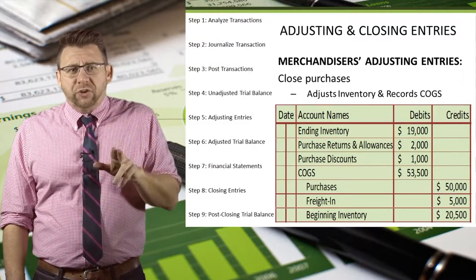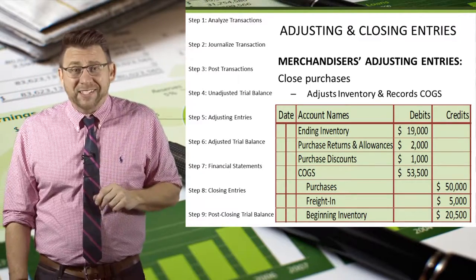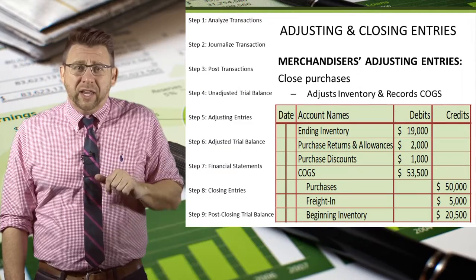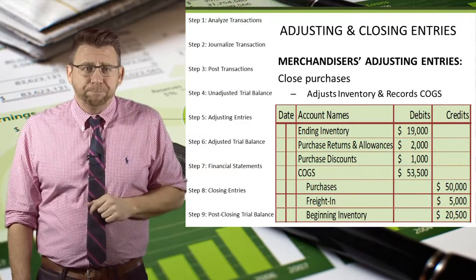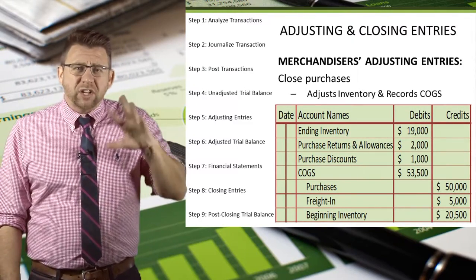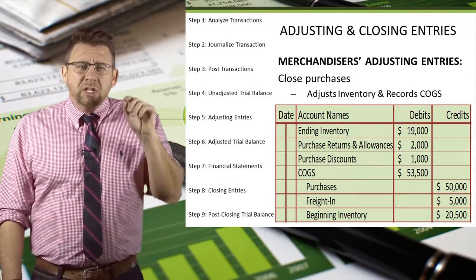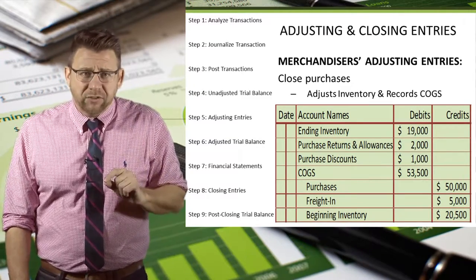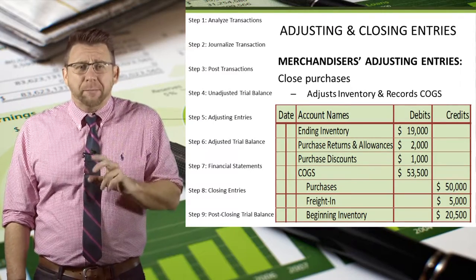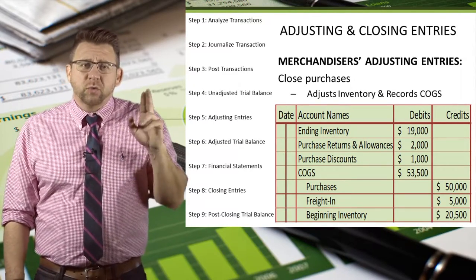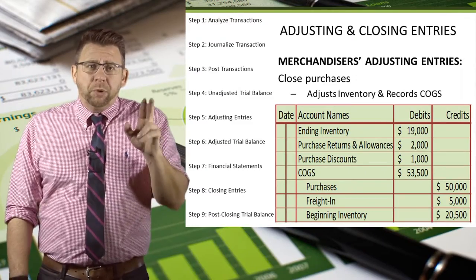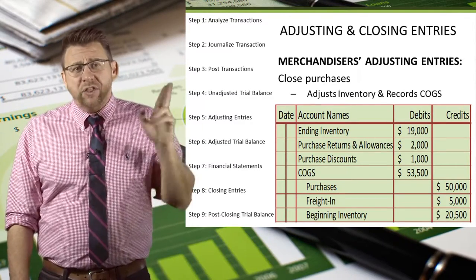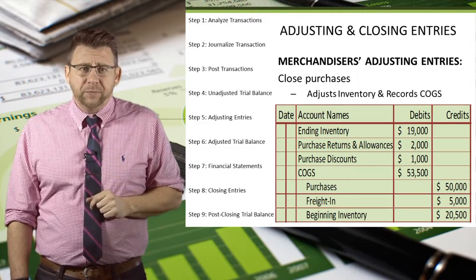The adjusting entry that results from using the cost of goods sold model is a doozy. Let's break it down in simpler terms. We need to close all of the purchase accounts. So purchase returns and allowances and purchase discounts, which have normal credit balances, are closed with debits. Purchases and freight in have normal debit balances, so they are closed with credits.